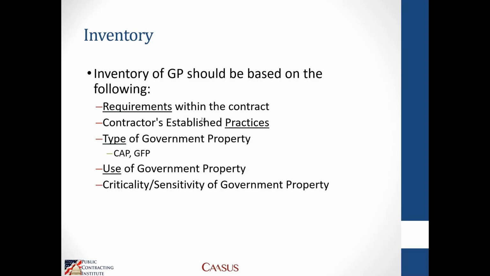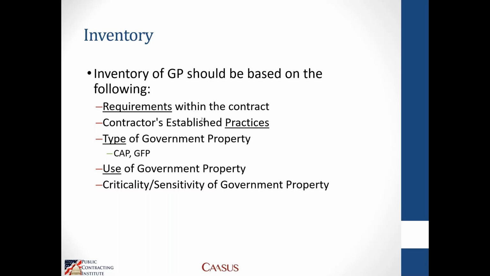So inventory of government property always includes all government property. Contractor-acquired government property should always be based on the requirements within the contract. So where might the requirements in the contract be? Well, typically the requirements are going to stem from your basic property management clause, your 52.245-1, and if you're a DoD contractor, that consolidated 252.245-7005 clause that's been implemented now post-January of this year.